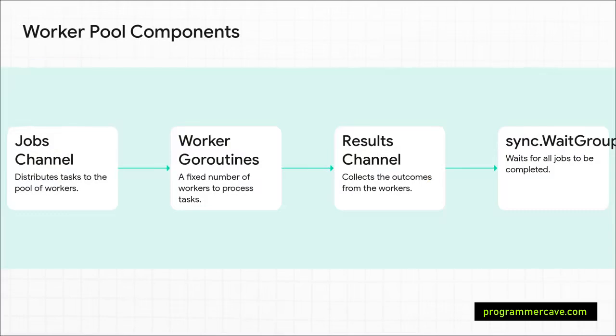So here's what the machinery looks like. You've got one channel for all the incoming jobs, then you have your fixed number of worker Goroutines, all pulling jobs from that same channel. You'll often have a third channel for the results to flow back into, and that last piece, the sync.WaitGroup, is super important. It's basically a counter that lets your main program know, hey, hold on, wait for all the workers to finish before you shut everything down.